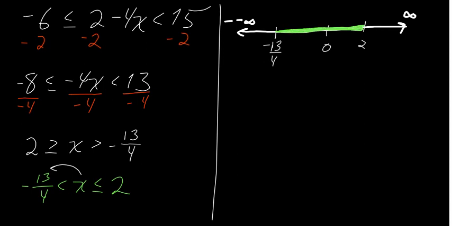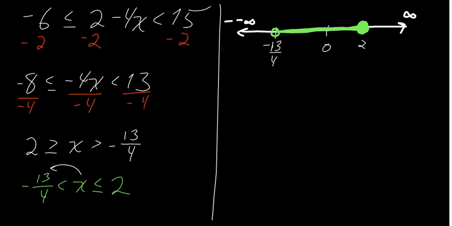Well, at negative 13 over 4, what should it be? Should it be a closed circle or an open circle? Looking there, it looks like it needs to be an open circle, because it is not an or equal to. And then over here at 2, it is a less than or equal to, so we're going to put a closed circle here at 2. And that's how we draw it on a number line.